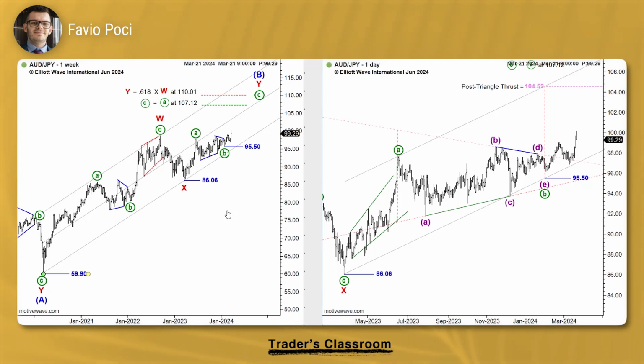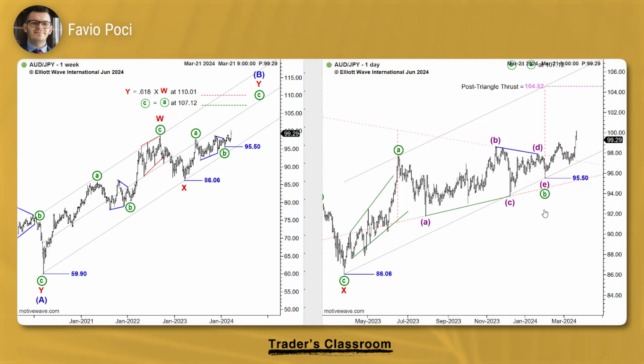So my context is that I am following a double zigzag. The second zigzag is underway from 86.06, and I have an early stage post-triangle thrust here against 95.50. On the daily, you can see that the market arranged for a couple of months, like 9 months, in a triangle. I was pretty convinced that was a triangle, so it played out nicely.